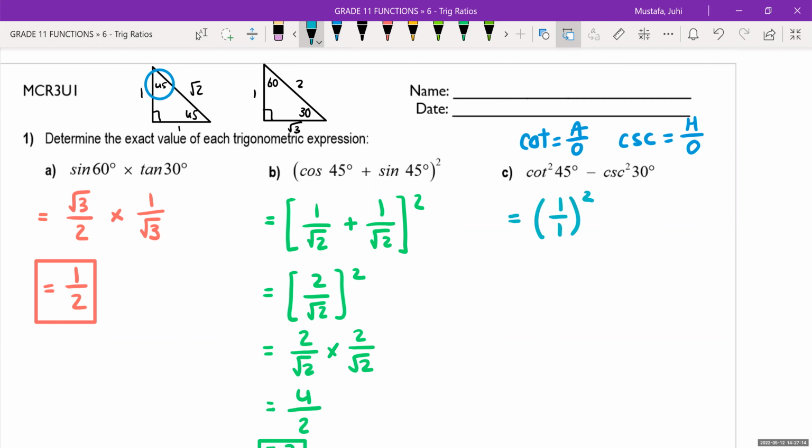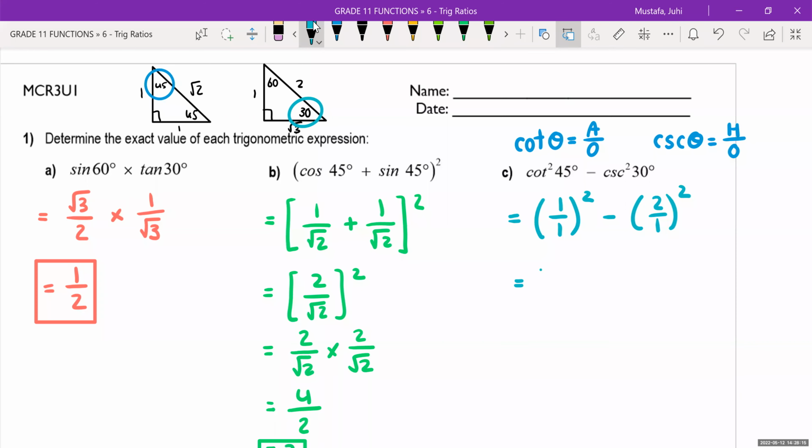Let me pause here for a second. So cosecant is the same as sine theta, but we're not using sine right now. We're using cosecant. So cosecant theta is the same as sine, but it's the opposite. So it's going to be hypotenuse over opposite. So you go ahead and find 30 degrees, which is over there. The hypotenuse is 2 and opposite is 1. And then the entire answer is going to be squared. Now we just solve this. This is 1 squared. This is minus 4. And our final answer ends up being negative 3.